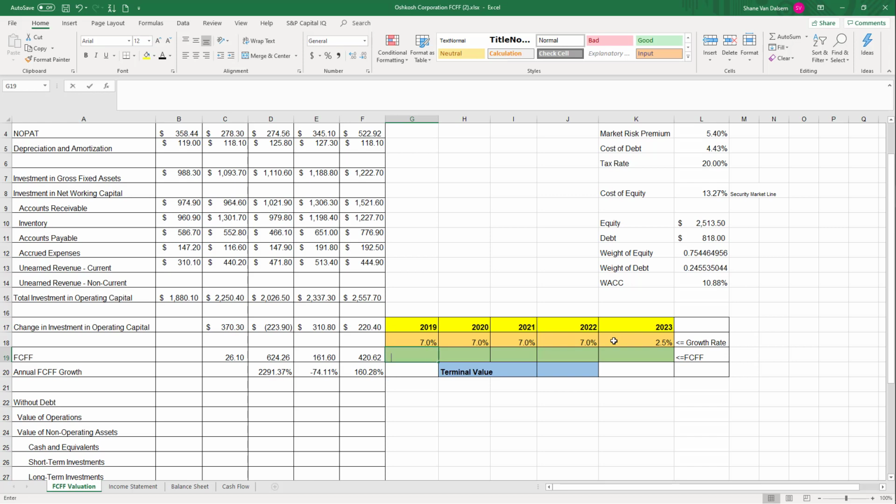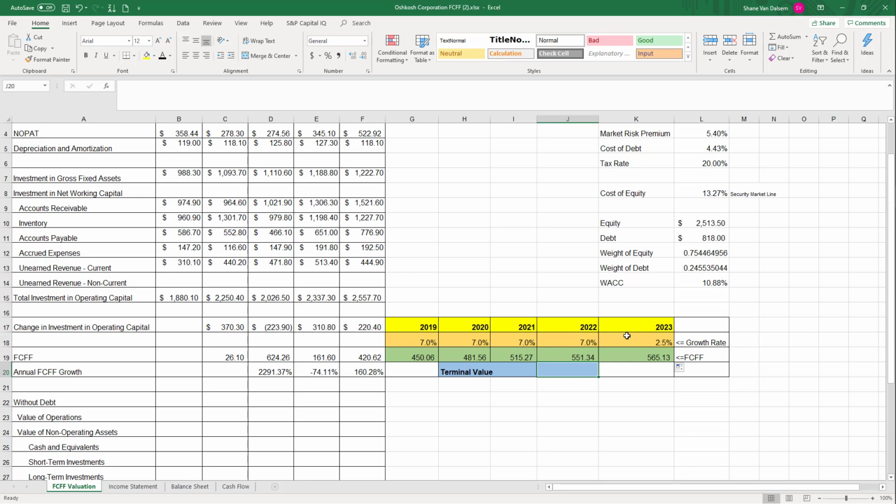Okay, so I'm going to take the previous year's numbers, multiply that by 1 plus the 7% in that cell to get 450.06 million. The next year is 481.56. The next year is 515.27. The next year is 551.34. And then the final year is just going to grow by 2.5%, for $565.13.